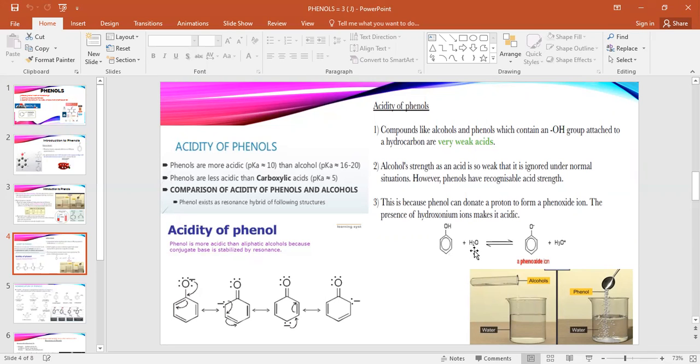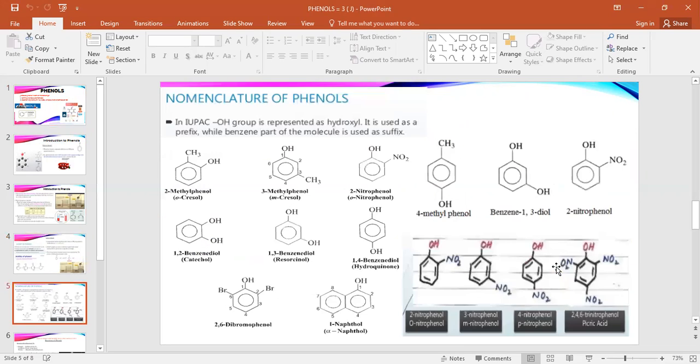When we dissolve phenol in water, it can form the phenoxide ion, because of the negative charge on oxygen, we call it the phenoxide ion.